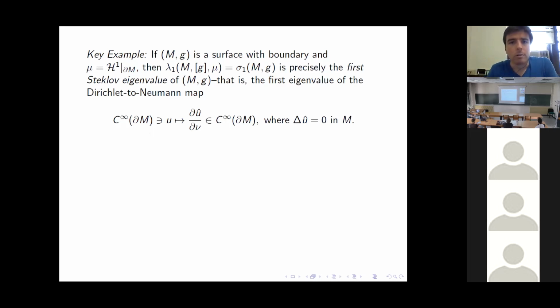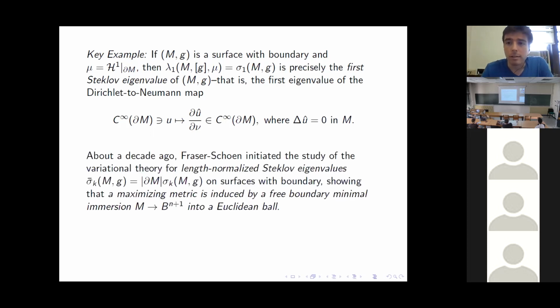Okay. So not only is this a classical spectrum of a nice geometric pseudo-differential operator, but in fact it has a nice story similar to the story of maximization for Laplacian eigenvalues. This is more recent, within the last 10 years or so, maybe a little longer, when Fraser and Schoen started this program of studying the variational theory for these Steklov eigenvalues normalized by the length on surfaces with boundary. And in particular, they showed that a maximizing metric has to be induced by a free boundary minimal immersion into some Euclidean ball.